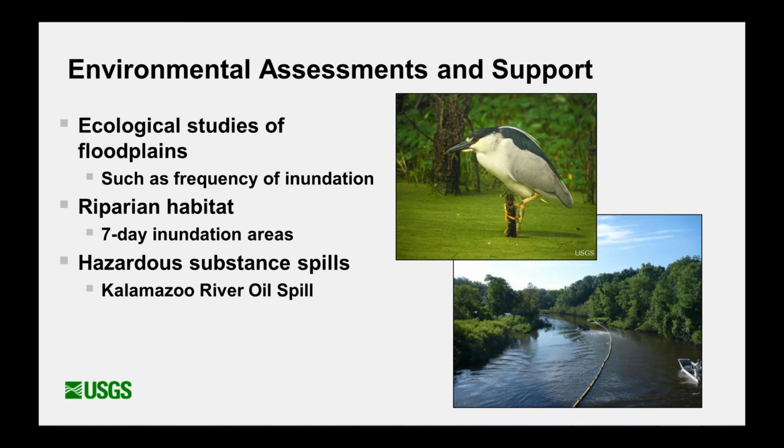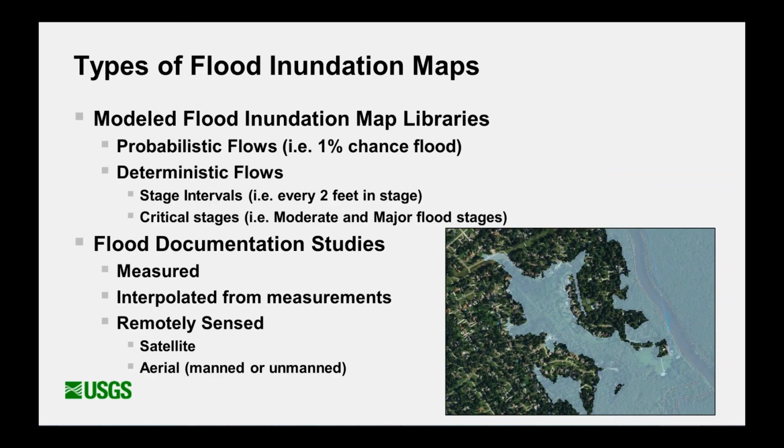So there are a lot of different uses for flood inundation maps and a lot of different reasons that we create them. You can divide them into two groups: modeled flood inundation map libraries and flood documentation studies. Looking at the map shown here, you're not entirely sure which one you're seeing. All you know is that there's an area that we are showing as having water in it and an area that we're not. So I'm going to go through each of these in turn, the two pieces of modeled flood inundation map libraries, probabilistic and deterministic flows, and the difference between the two. And then we'll briefly go through flood documentation studies.